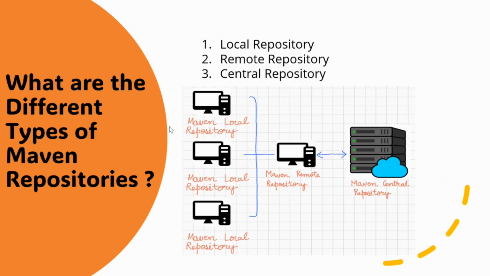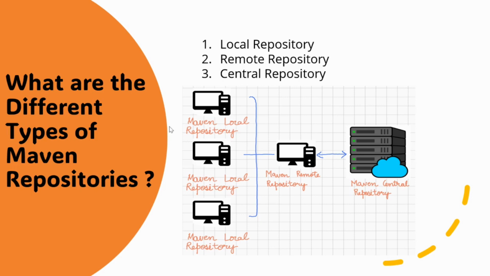The next question is, what are the different type of Maven repositories? So there are three types of Maven repositories: local repository, remote repository, and the central repository. Let's understand them one by one. The local repository refers to the machine of the developer where all the project material is saved. The local repository contains all the dependency jars.